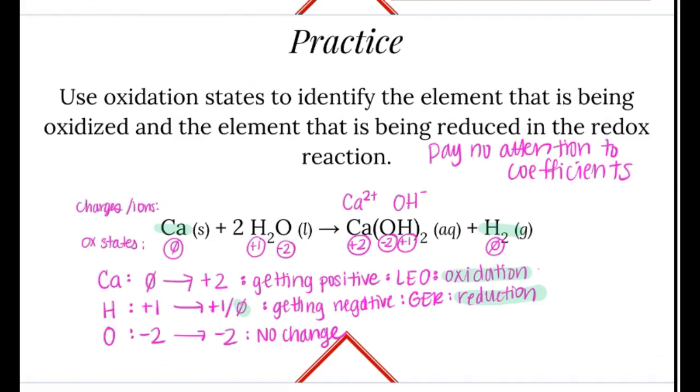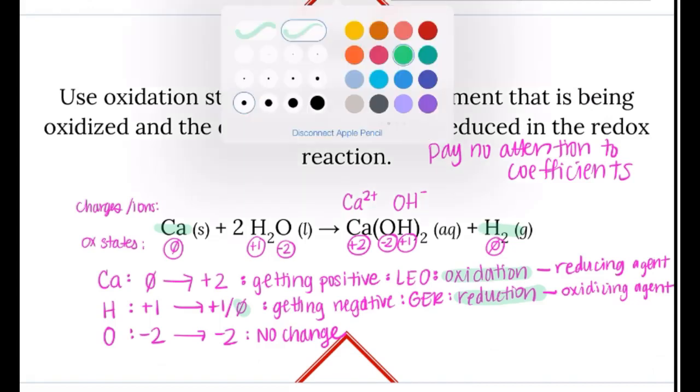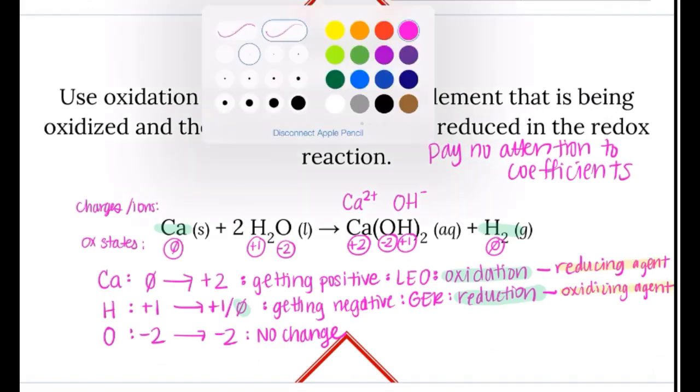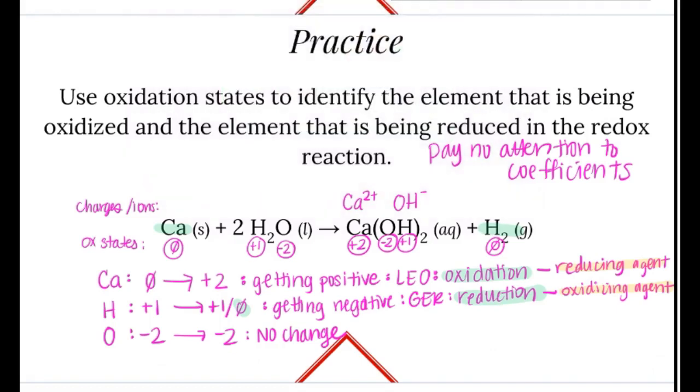So if something is being oxidized, can you tell me what kind of agent it is? The oxidation is the reducing agent. So calcium is reducing hydrogen, so it is the agent of reduction to hydrogen. And the hydrogen is oxidizing the calcium, so it is the oxidizing agent. So you kind of have the opposite of whatever is happening to it. That's the agent that we call it. The question didn't ask for that, but it's good practice just to work that out.